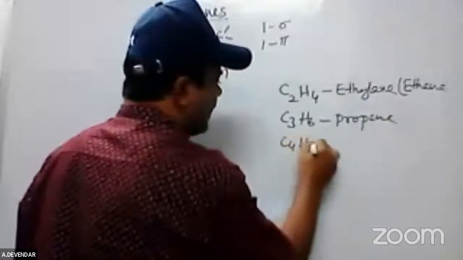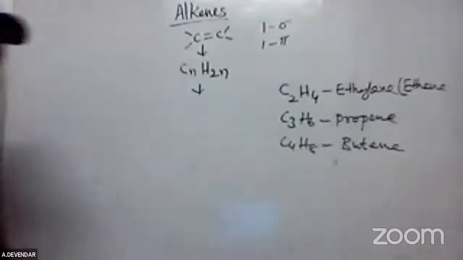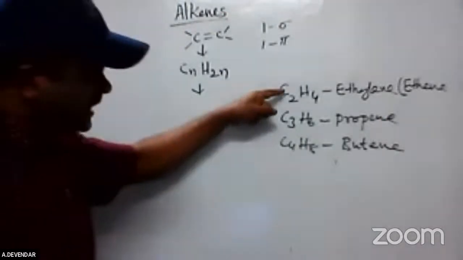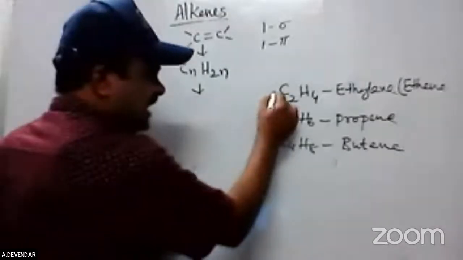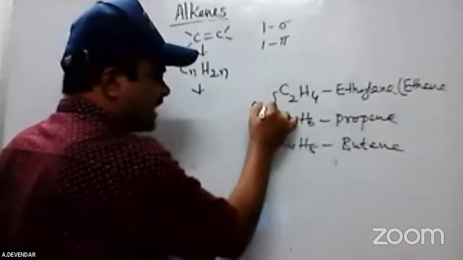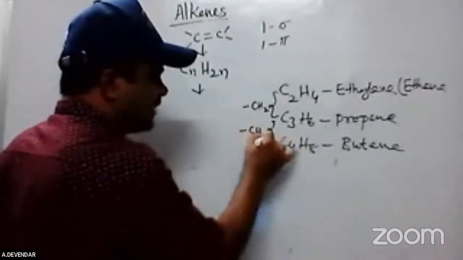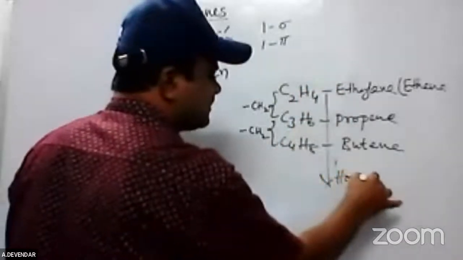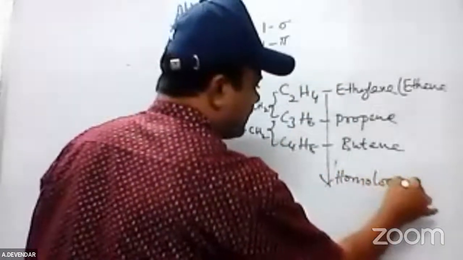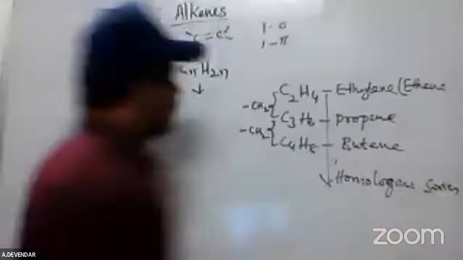And C4H8 is called butene. See friends, these are the formulas: C2 ethylene or ethene, propene, butene. Now, ethene and propene, what is the difference? 1 carbon atom, 2 hydrogen atoms. Propene and butene also differ by 1 carbon atom, 2 hydrogen atoms. This series is also called what? Homologous series. So alkanes are a homologous series, and alkenes are also a homologous series. Okay.